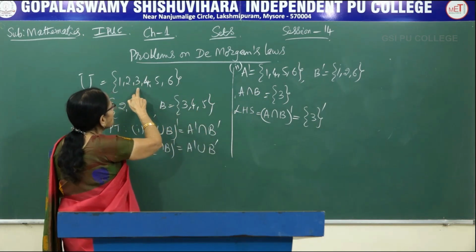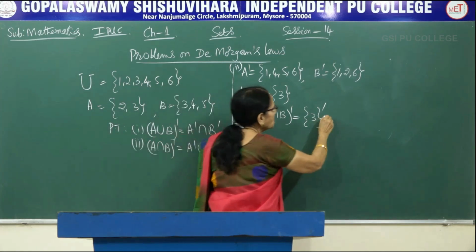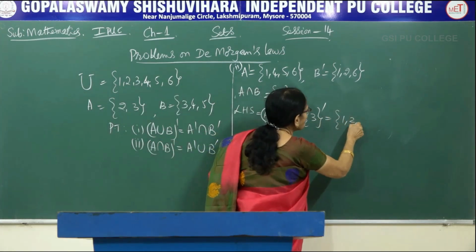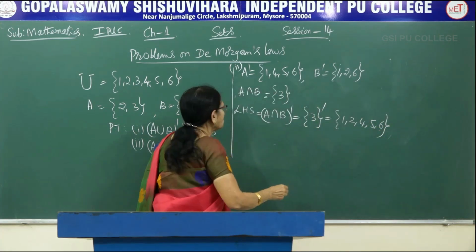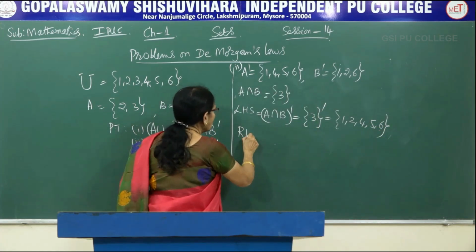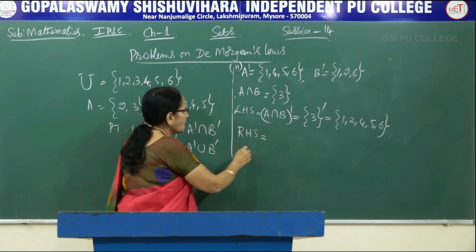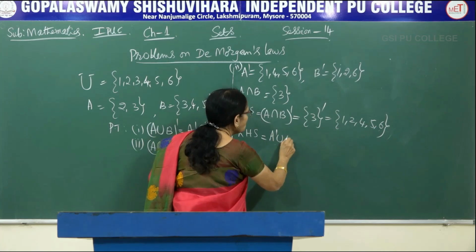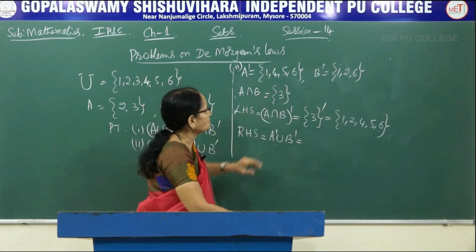So what is the complement here? If you take out the 3, we get 1, 2, 4, 5, 6. So the left hand side has the 5 elements 1, 2, 4, 5, 6. Now come to the right hand side. The right hand side is A' ∪ B'. Already we have calculated A' and B'.